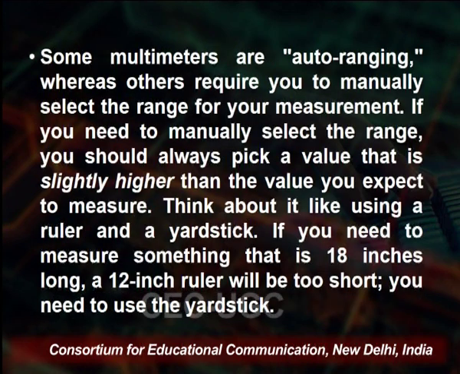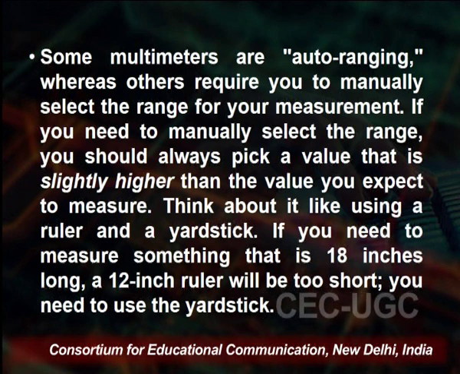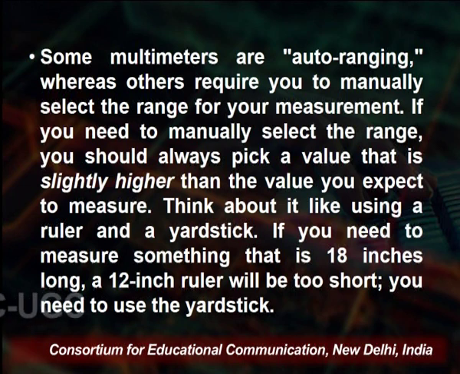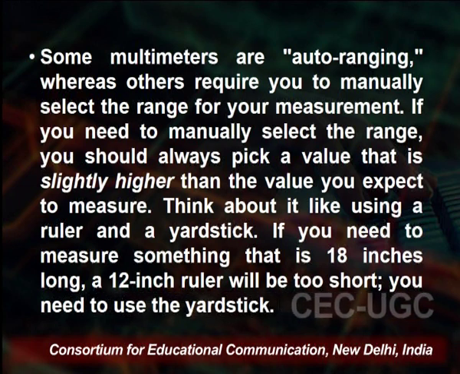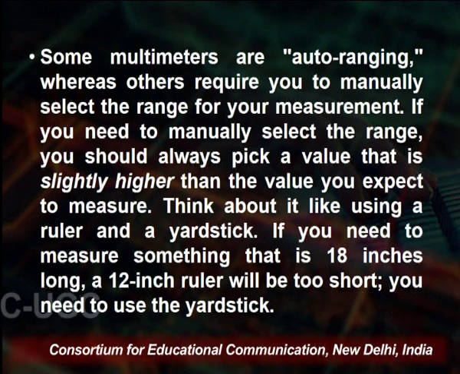Some multimeters are auto ranging, whereas others require you to select the particular value manually. With auto ranging, whenever we put the connection, it automatically gives the value. Otherwise, sometimes we have to give the range in which our device is working.